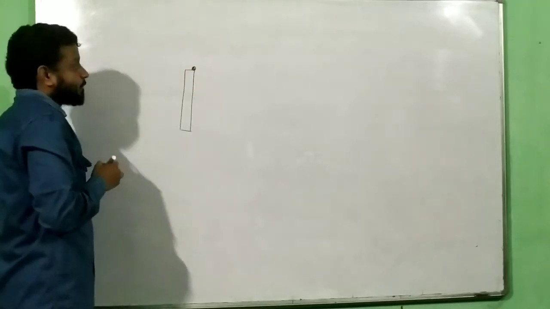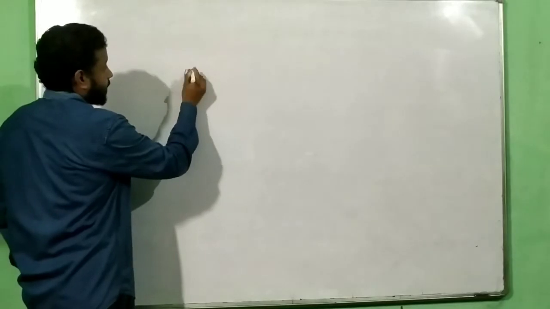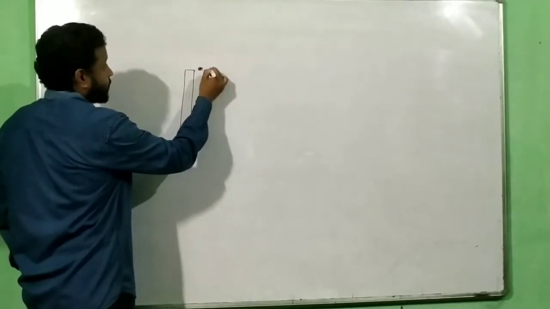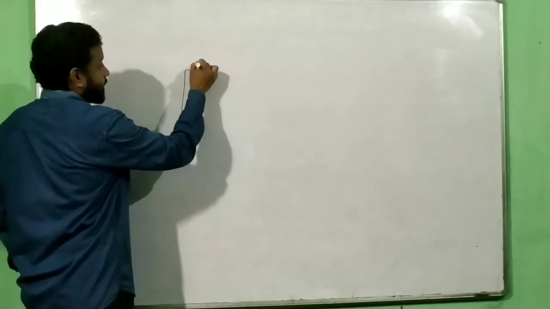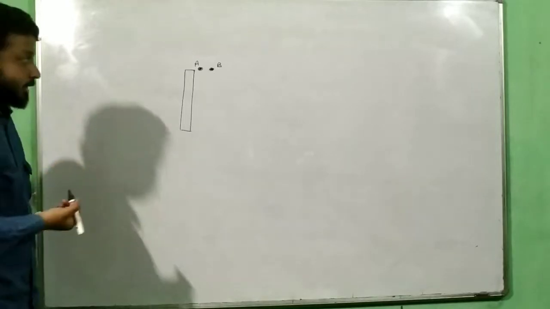Say that from the top of a tower, I am having two objects taken over here, object 1 and object 2. So this is object A and this is object B. Now this is how the situation is.